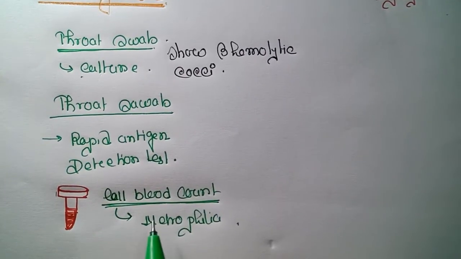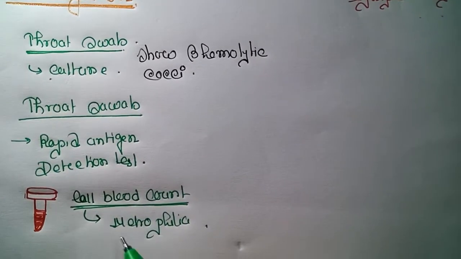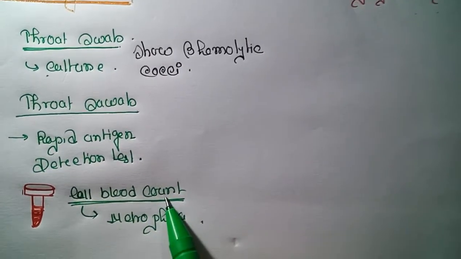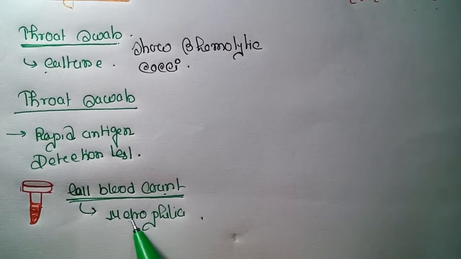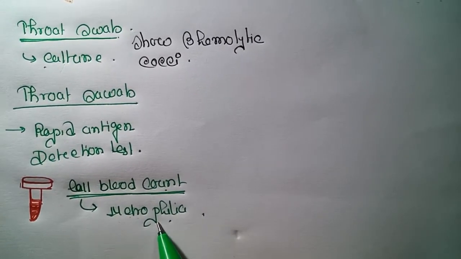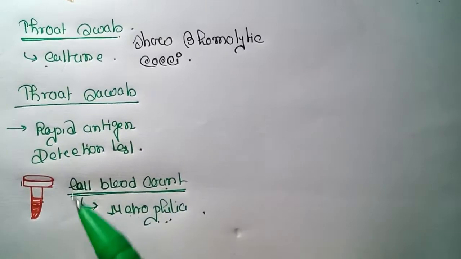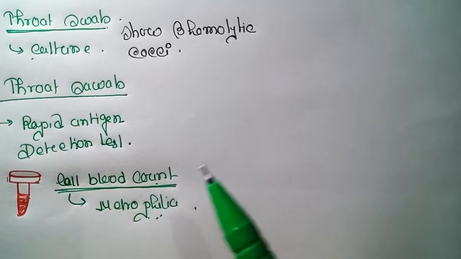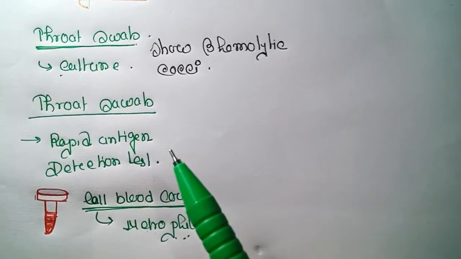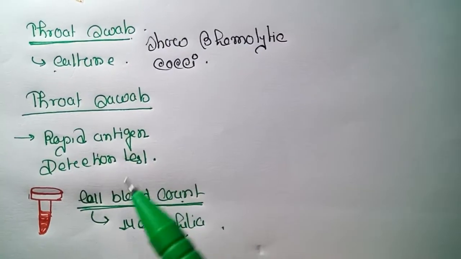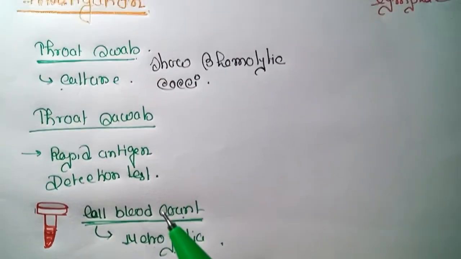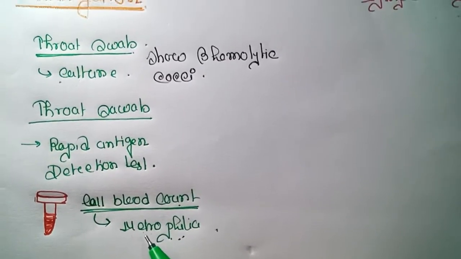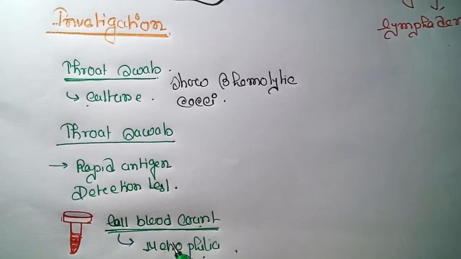Other investigations for group A Streptococcus related tonsillitis include a full blood count, which will show neutrophilia, that means a high neutrophil count. Now, it is an important concept to remember to help differentiate viral and bacterial tonsillitis. Remember, lymphocytosis supports a viral cause of acute tonsillitis, whereas neutrophilia, that means a high neutrophil count, supports bacterial tonsillitis.